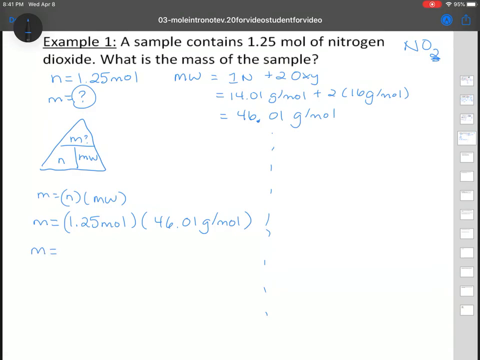And I don't care if you include units in your calculations, but you do have to make sure you have the correct unit in your answer. And so again, dimensional analysis sort of works here, because there's a mole in the top and a mole in the bottom, so they cancel out and you're left with grams. Or you could simply just remember that mass is in grams. Okay, so you can also do this and not use a triangle.